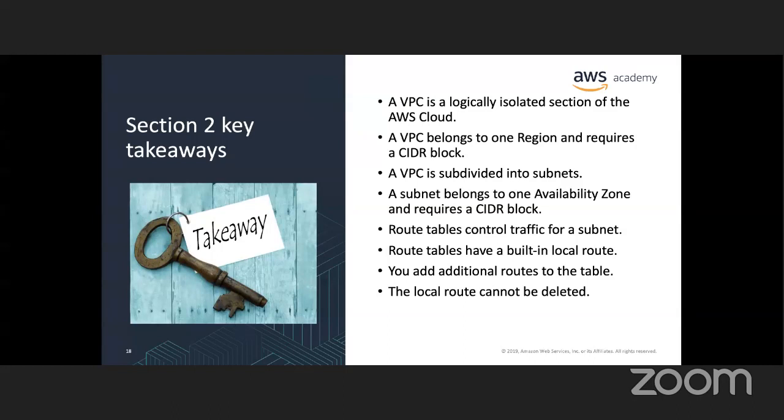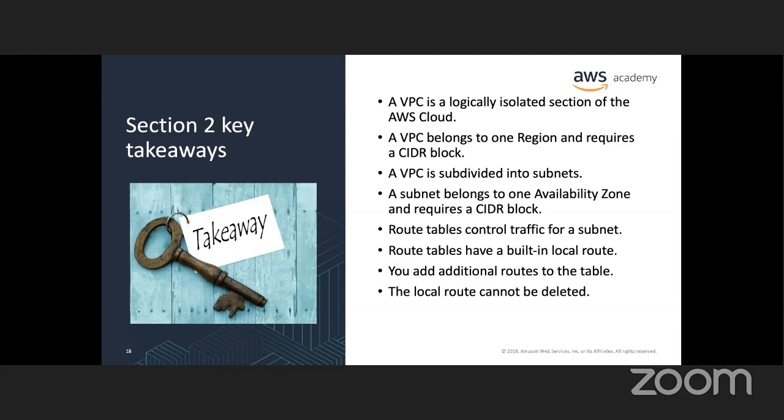Okay. A VPC is subdivided into subnets. That's a good way to fragment your network and make it more organized. And a subnet belongs to one AZ and requires a CIDR block. The VPC requires a CIDR block too, and so does the subnet. Okay, so remember, a VPC spans across multiple availability zones.